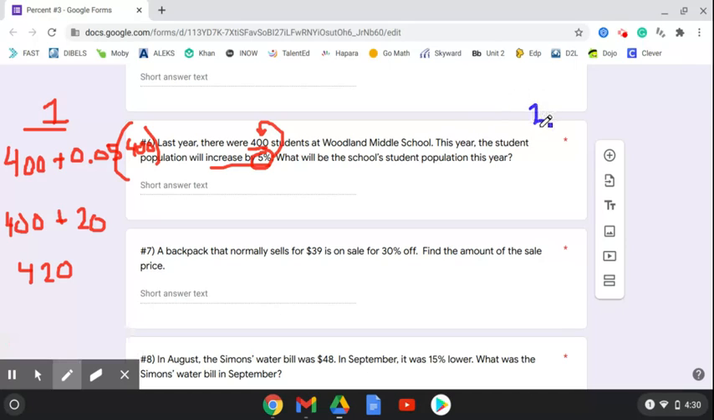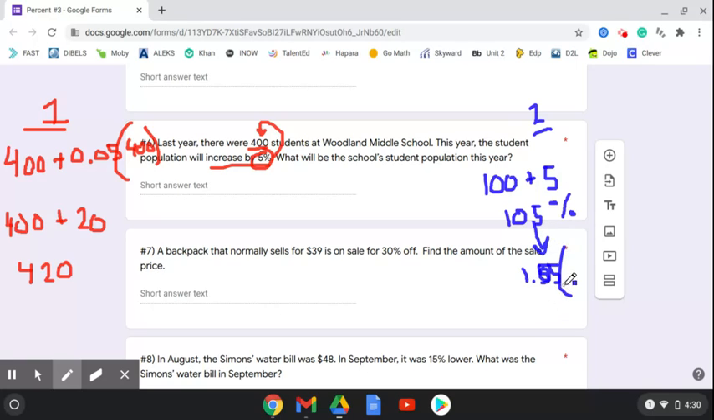The second way you could do it is you could start with 100%, which would be all of your students. And if you have a 5% increase, you add 5% onto that. And what's 100% plus 5%? That's 105%. 105% as a decimal is 1.05, right? 1.05 would be 105% as a decimal.